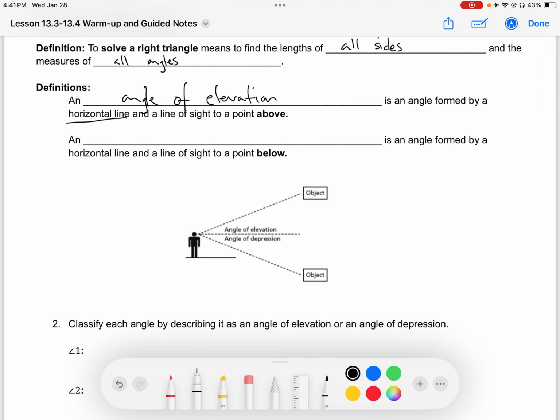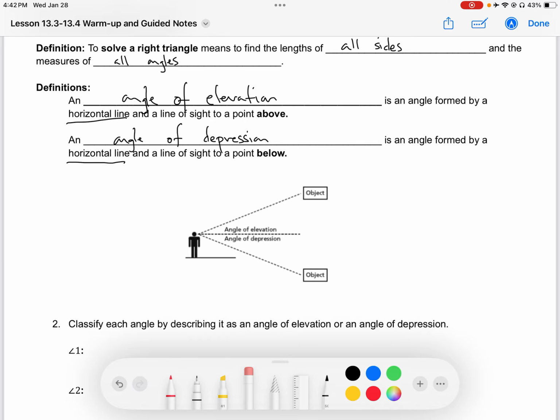An angle of depression is kind of the opposite. That's an angle formed by a horizontal line and a line of sight to a point below. So maybe you're standing on top of a cliff looking down at something. That is the angle of depression there.